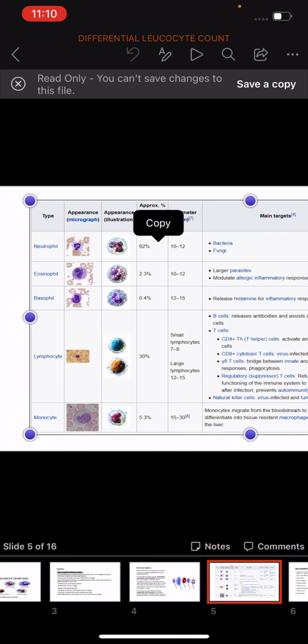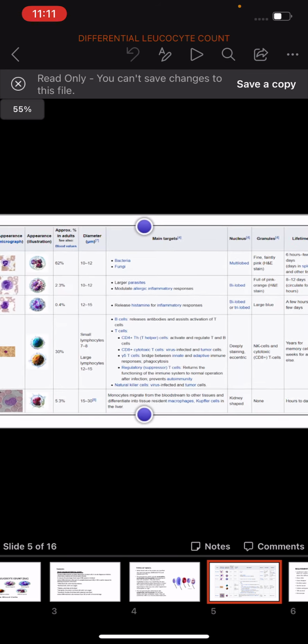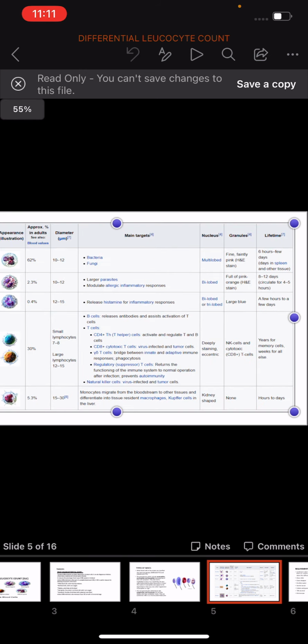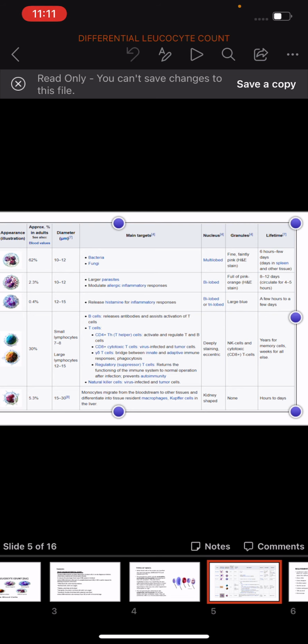For example, we have the first type, which is neutrophil. It is present in adults at approximately 62%. Its diameter is 10 to 12 micrometers. Its main target is bacteria and fungi. Its nucleus is multi-lobed. Its granules are fine, faintly pink. Its lifetime is 6 hours to a few days.